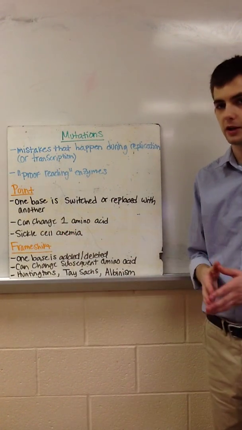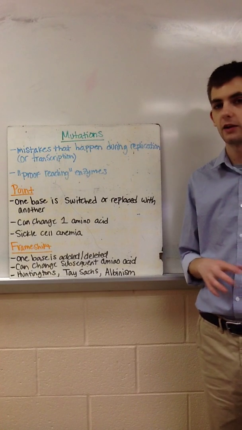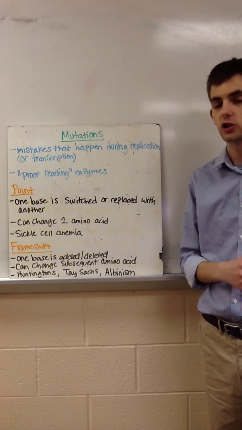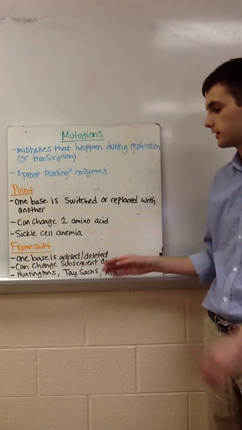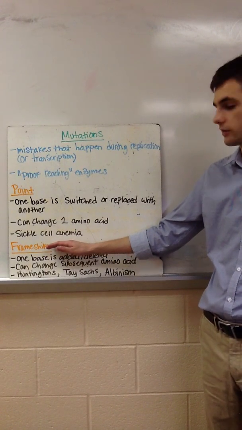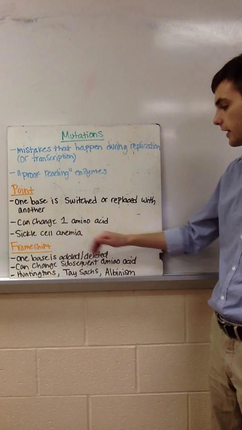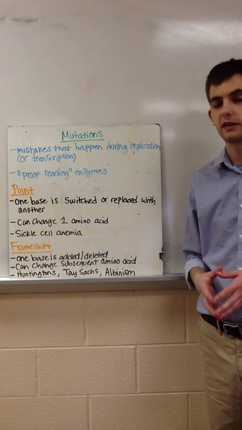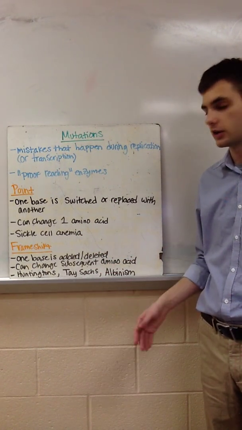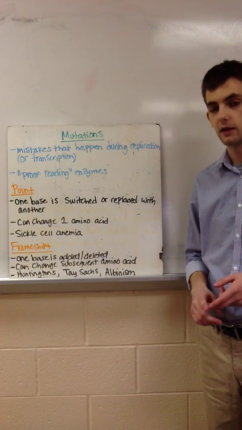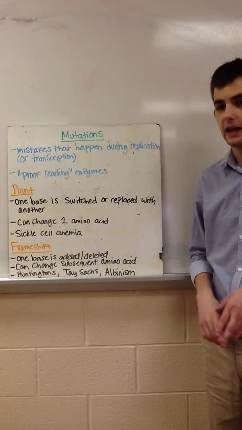A frameshift mutation is when one base is added or deleted. So that can change all the subsequent amino acids. Most of the time, frameshift mutations can cause more harmful effects. And some examples of traits that are caused by a frameshift mutation would be Huntington's disease, Tay-Sachs disease, and albinism.